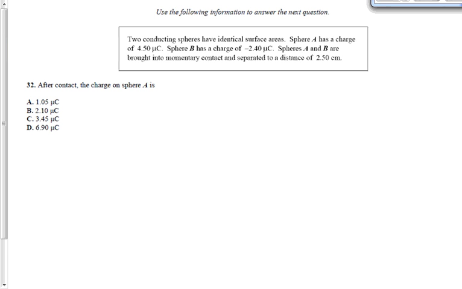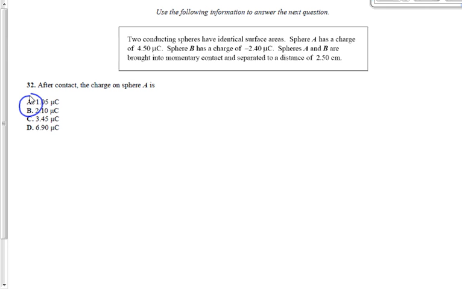Okay, let's take a look at the 2 answers that we got here from people, A and B. It says 2 conducting spheres have identical surface areas. We don't have to worry too much about that in the questions that we see, but they're just prefacing the question with some information in case you know a little bit more than the average person. They don't want you to be fooled if you know more.